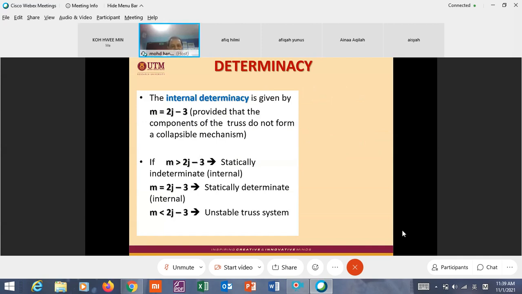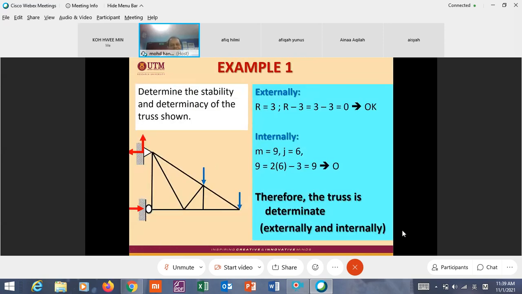For the internal determinacy, it is for members. M equals 2J minus 3. This is the formula. I will go to the example later on, the case where M is greater than 2J minus 3. We go to the example. Example 1: determine the stability and determinacy of the truss.